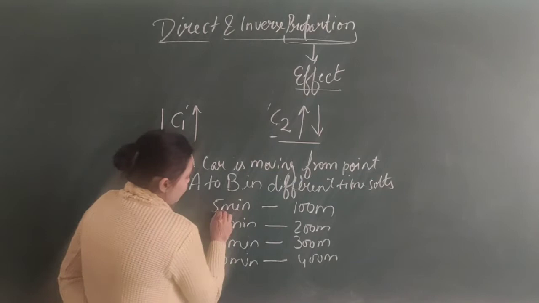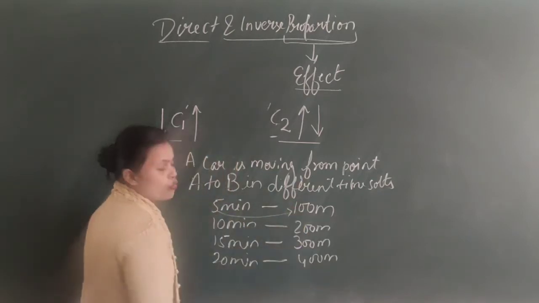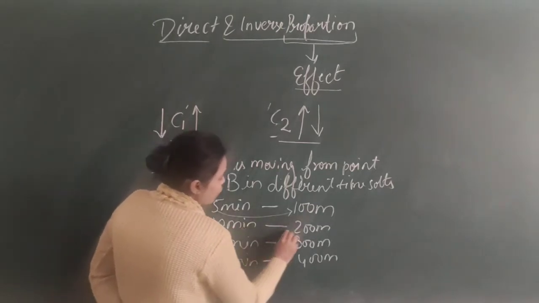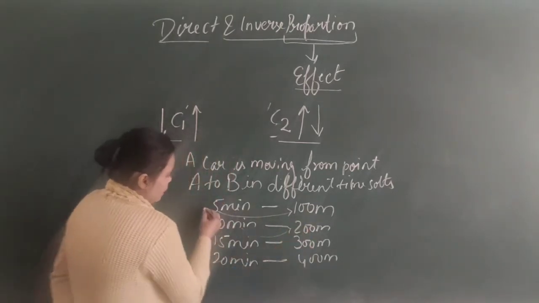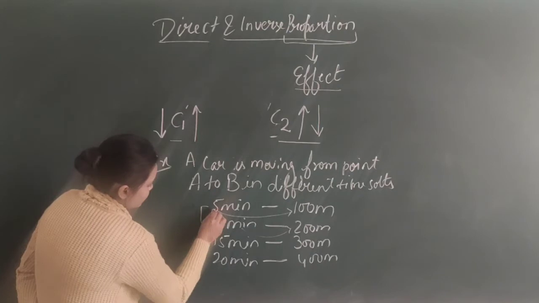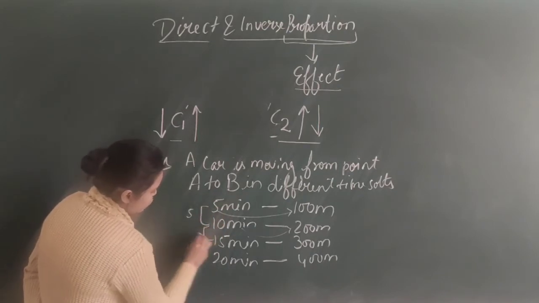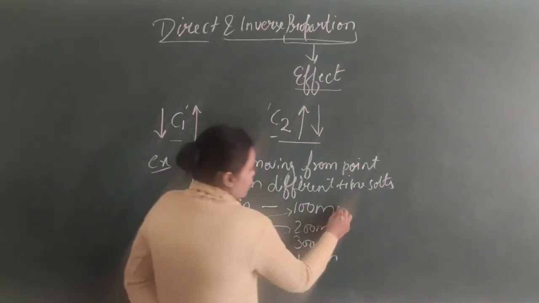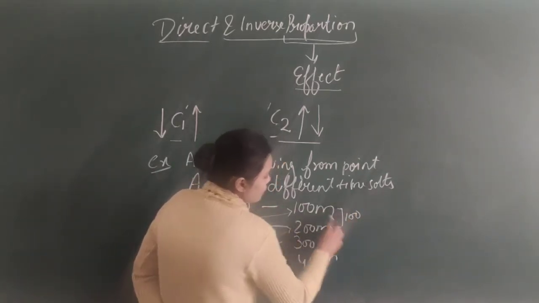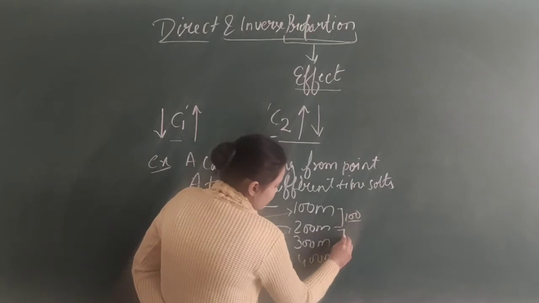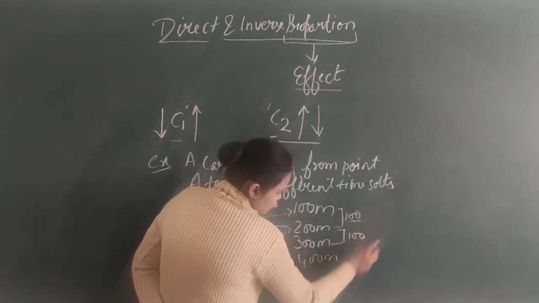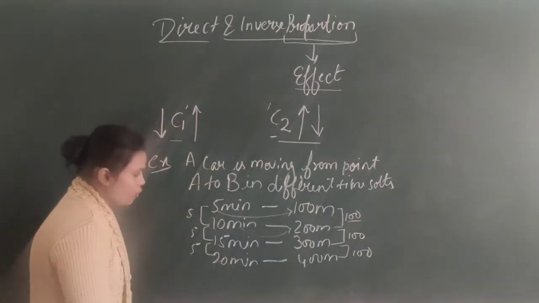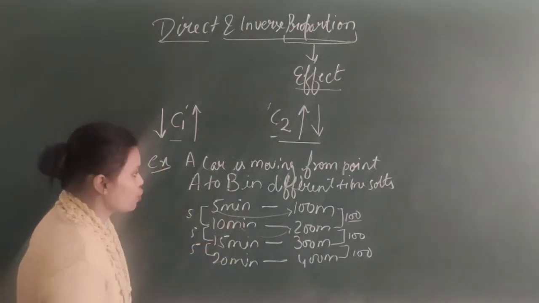So, in 5 minutes, it is moving 100 meters. In the next 5 minutes, it is also moving 100 meters. The difference between these two is 5, these two is 5, these two is also 5. Here, the difference between the distance is 100. Right?